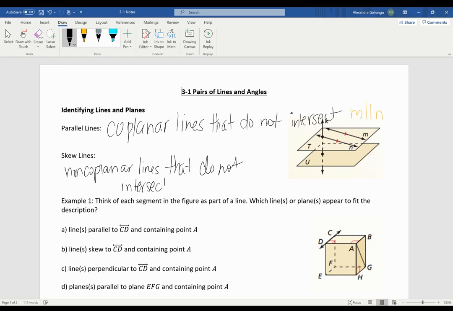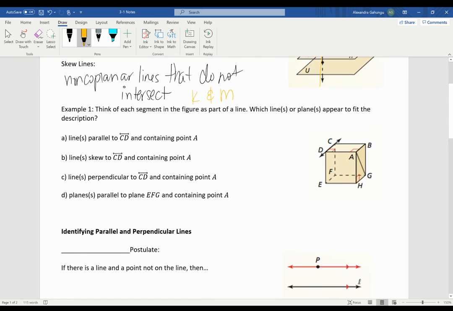Then for the picture, we're going to identify some lines here that are not intersecting but also not parallel, so skew lines. We're going to look at line K, and we see that it intersects with N, but we notice that line K does not intersect with line M, and also it's not parallel to it. So K and M are skew lines.